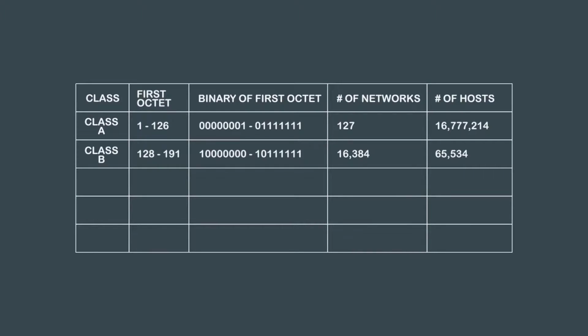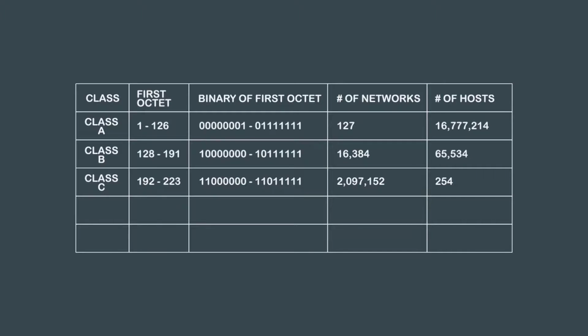A Class B network has a range of 128.0.0.0 to 191.255.255.255, supporting 16,384 networks, each with a total of 65,534 separate hosts.